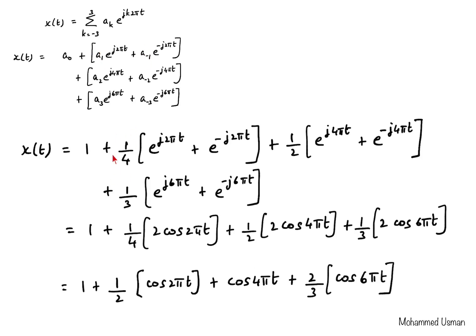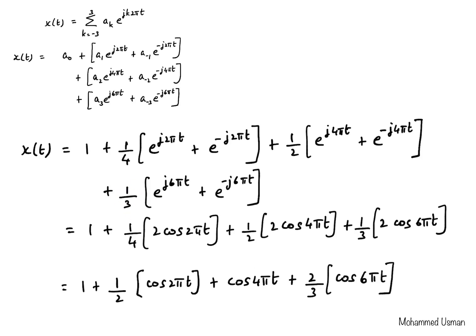That 1 by 4 has been taken out as a common term here. Similarly for a2, since a2 is equal to a minus 2 and they are both equal to half, that half term has been taken out as a common factor here. And similarly for a3 and a minus 3, they both have the value of 1 by 3, which has been taken out of the brackets here.